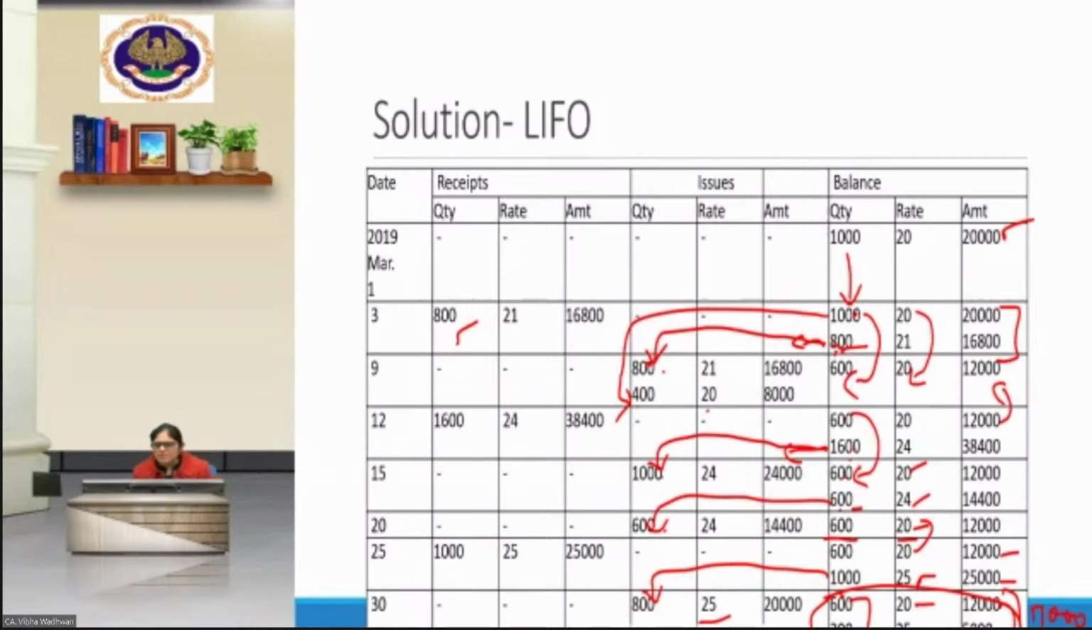So this is the answer. Utkarsh, there must be some problem with your solution, maybe with your calculation. So just correct it. The answer should be 17,000. So I hope the LIFO method is clear to you. Last in, first out. Just have a final look for a while, so that I can move on to the average price methods.